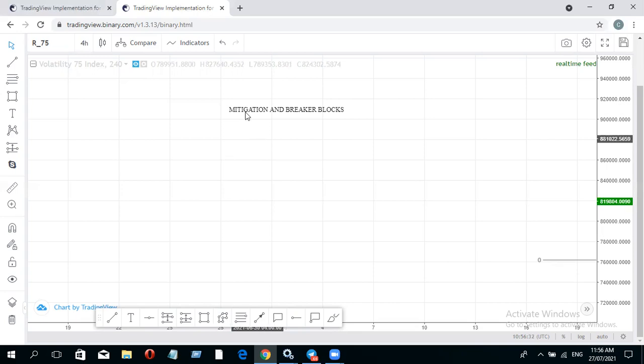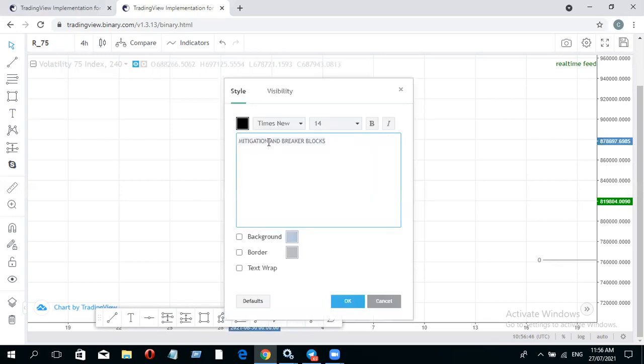So what are mitigation blocks? Before I go into that, we will also try to classify them into two. We have the bullish and the bearish mitigation block. We have two kinds of mitigation block: the bullish mitigation block, and the bearish mitigation block.